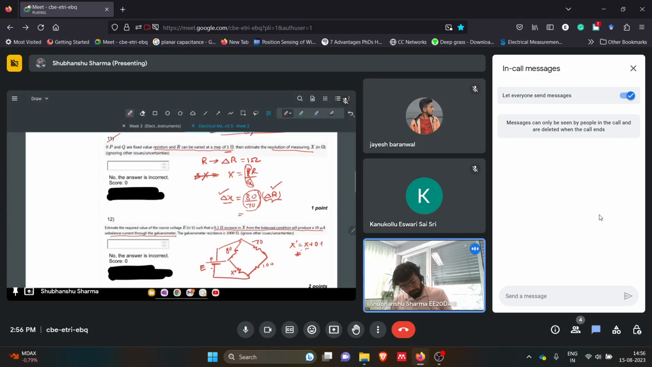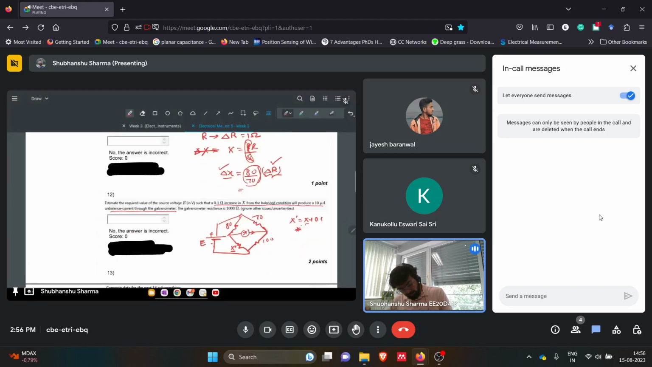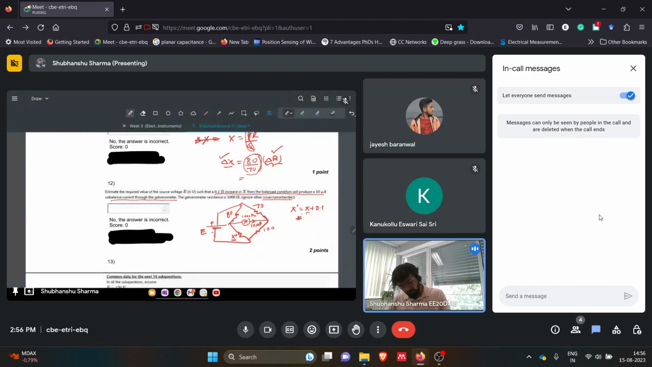Due to this imbalance in X, there will be a current flowing through this galvanometer, and they have given us 10 microampere. So now we have a current through this. The galvanometer resistance is 1000 ohm, and they are saying this is a 1000 ohm resistance. Now they are asking for calculating E.